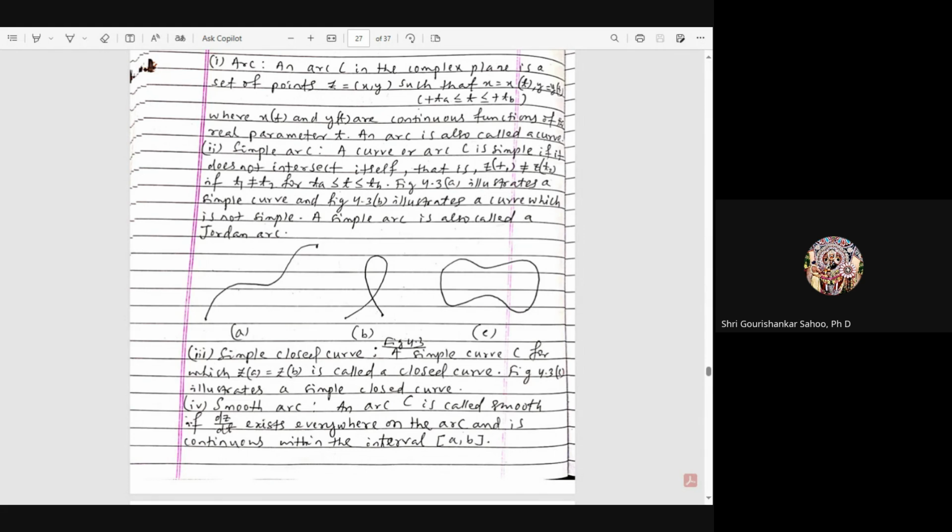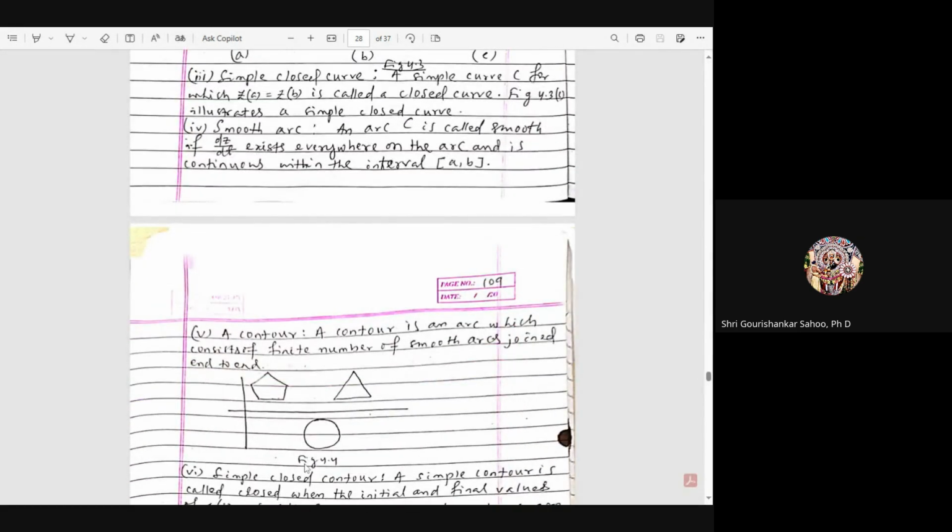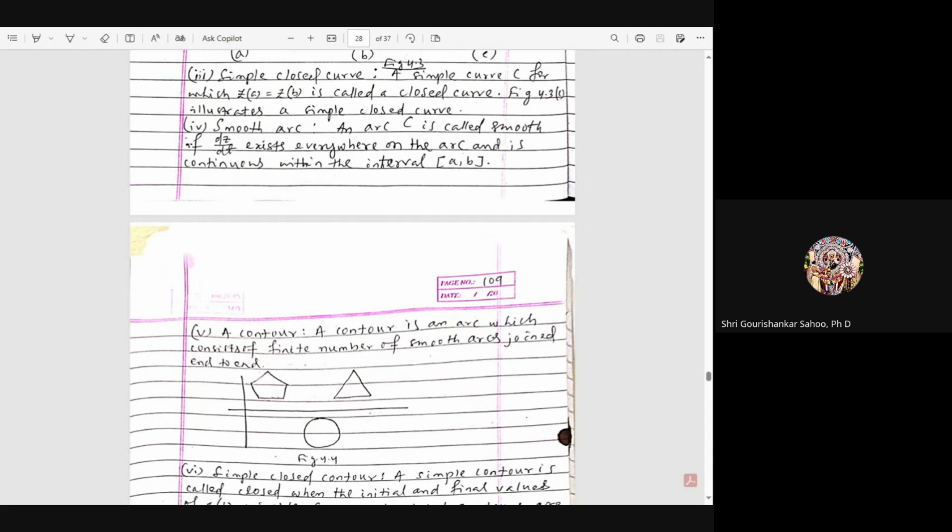So then what is a simple closed curve? A simple curve C for which z(a) is equal to z(b) is called a closed curve. And your figure 3 is a closed curve, where the end point and the start point meet at a point in the two-dimensional plane. So what is a smooth arc? An arc C is called a smooth arc if dz by dt exists everywhere on the arc and is continuous within the interval a, b.